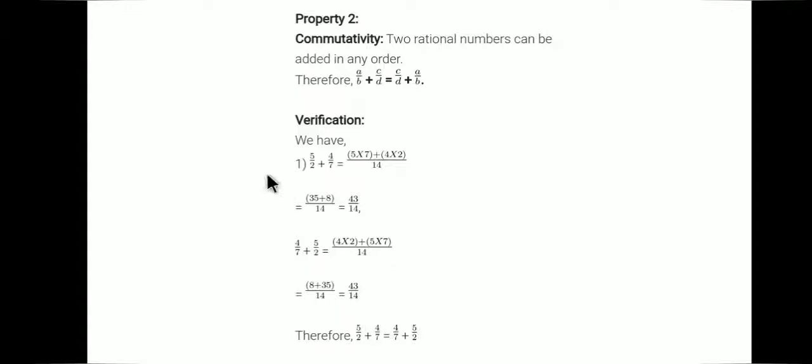Second property, commutativity. Two rational numbers can be added in any order. If we add a upon b plus c upon d, or we add c upon d plus a upon b, if we interchange the position of the rational numbers, the sum still remains the same.